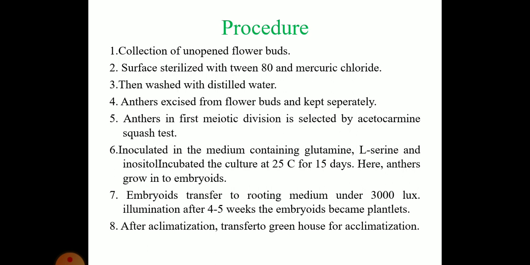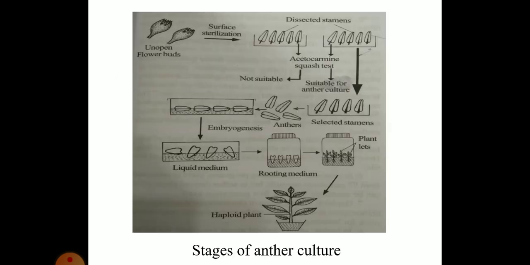Embryoids are transferred to the rooting medium under 3000 lux illumination. After 4 to 5 weeks, the embryos become plantlets. These plantlets are acclimatized in a greenhouse. This diagram shows the stages of anther culture.